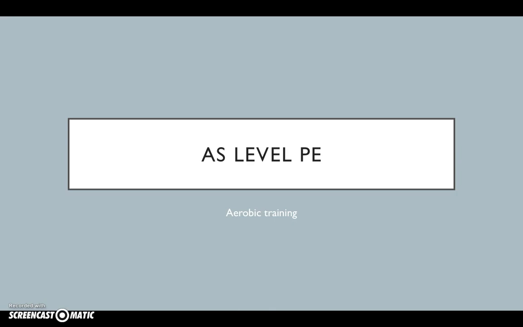Okay, so when we're talking about the terms aerobic training, we need to consider aerobic capacity. Aerobic capacity is the ability of the body to inspire, transport and utilise oxygen to perform sustained periods of aerobic activity. Now, aerobic training and aerobic capacity is dependent on the efficiency of our respiratory system, cardiovascular system, and our muscular system, something that we've looked at in the past.